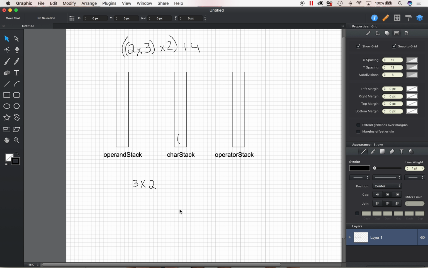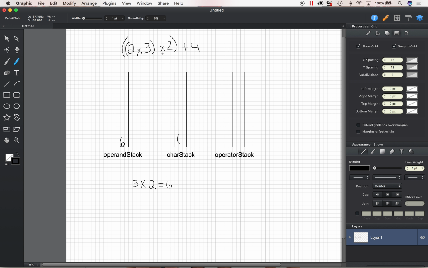So this is what I have. Let's perform the operation. And so this is equal to 6. Let's take that 6 and push it onto the operand stack. Okay, so that takes care of that. That happened because we reached a closing parens. Now let's move on from there.